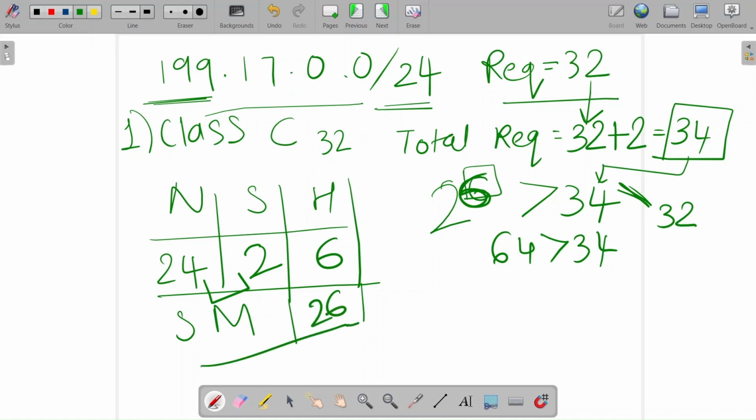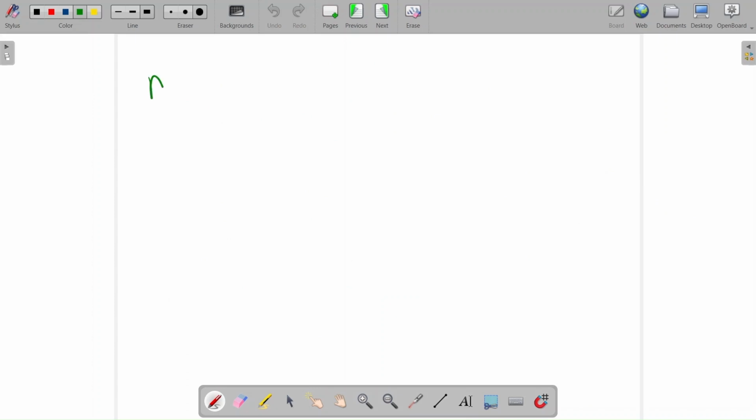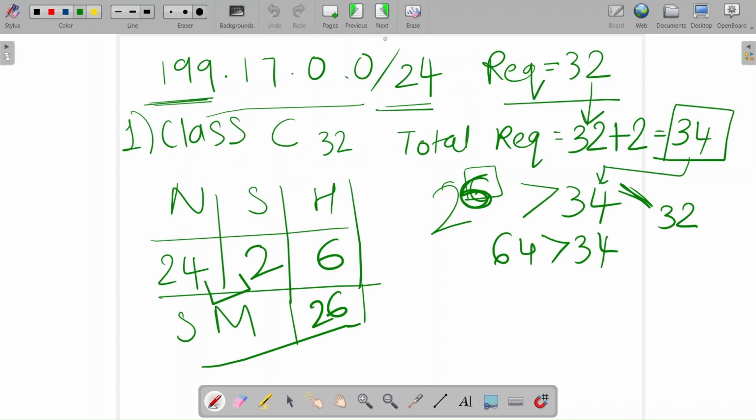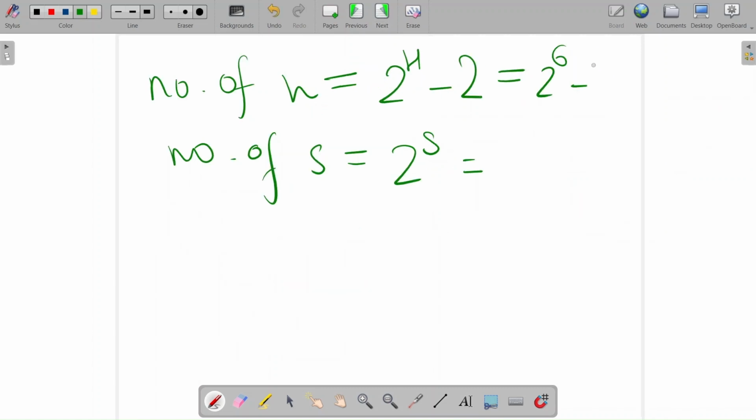See, this is the basic structure. This is done. Now the rest of the part is very easy. Finding the number of hosts and the number of subnets is the most straightforward part of the example. This is a basic formula: 2 raised to h minus 2, and 2 raised to s. So 2 raised to h minus 2. h is 6, so 2 raised to 6 minus 2 gives us 62. And 2 raised to s is 2 raised to 2, which gives us 4. See? Easy.